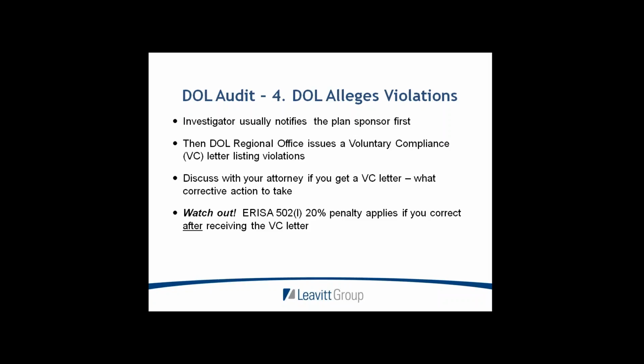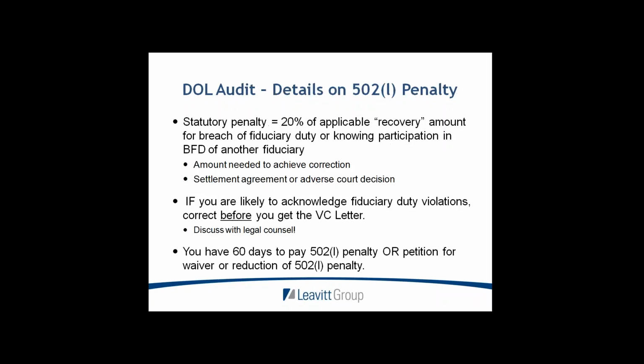So if the DOL does an audit and finds problems or potential problems, they'll notify you first. Then the regional office issues a voluntary compliance letter, VC letter, listing the violations. And if you do get that letter, you definitely want to get your attorney involved and talk about what corrective action to take. If you correct after receiving the voluntary compliance letter, there's this 502(l) penalty, which is 20% of the amount involved. But if you correct before you receive that letter, then you're not subject to that penalty.